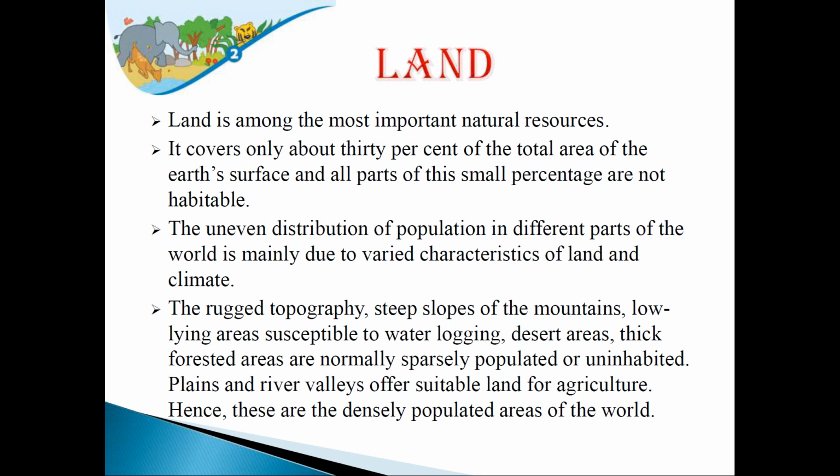On these places you can find that many people are not living because it's uninhabitable. Okay, so steep mountains are very high, we can't live there. Then low lying areas where there is so much water. Then desert areas. Here thick forested areas, people don't live, and if they live, they are in very small numbers. Okay, so plains and river valleys offer suitable land for agriculture. Isn't it? So hence these are the densely populated areas of the world.